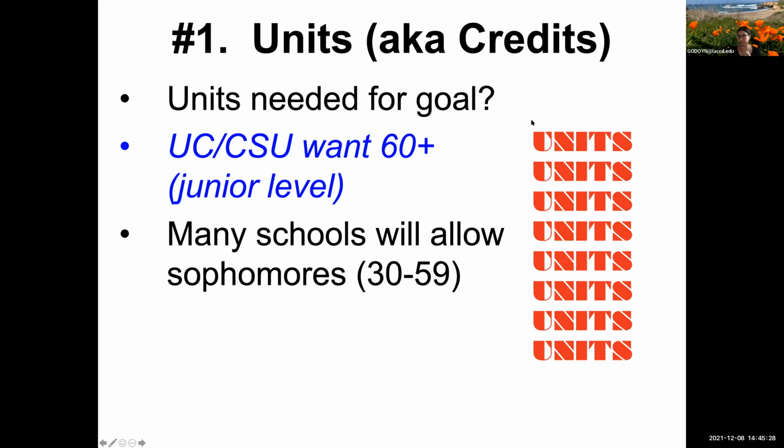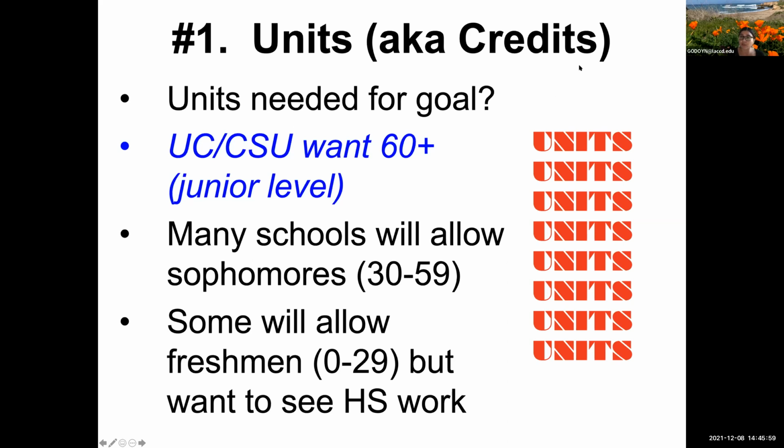This is important because you'll need to know that on your educational plan. You're going to need your major classes and your general education classes to add up to at least a minimum of 60. Some private schools will allow you to come in as a sophomore. Some private schools, for instance, USC, will let you transfer with a minimum of 30 units. Again, though, there are specific classes you would need to take to try and meet that goal.